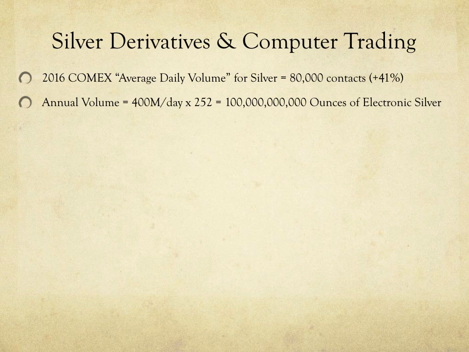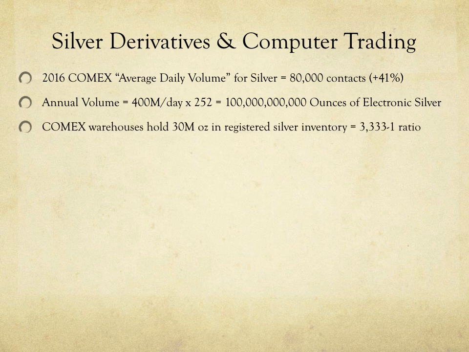And 400 million ounces per day comes out to over 100 billion ounces of electronic silver traded in 2016. But remember, there's only 2 billion ounces of above ground silver in the investment form available. And then you pull out of the ground about 800 to 850 million ounces. Every 2 days, the total volume pulled out of the ground all year is traded. And it basically has no relation to the underlying physical metal.